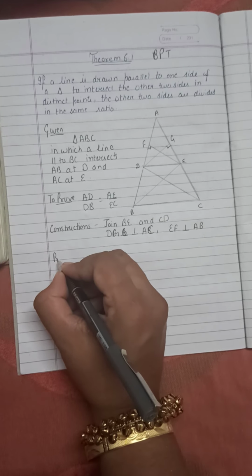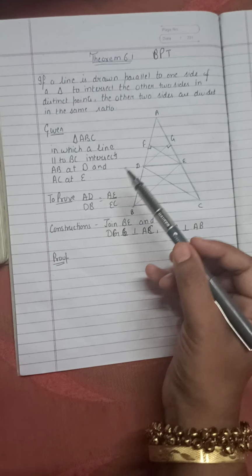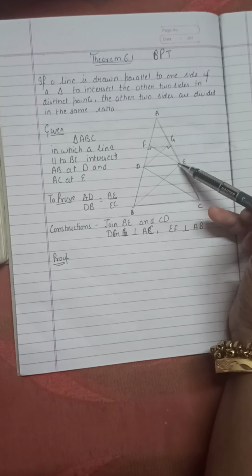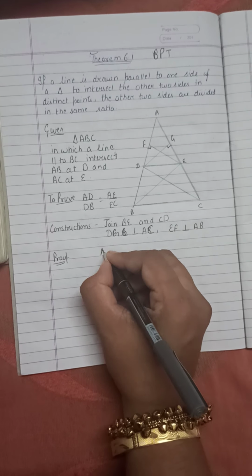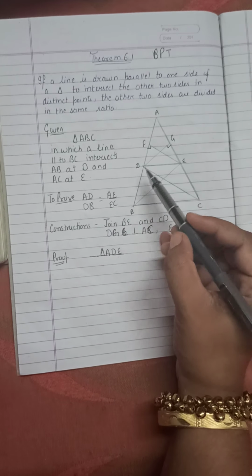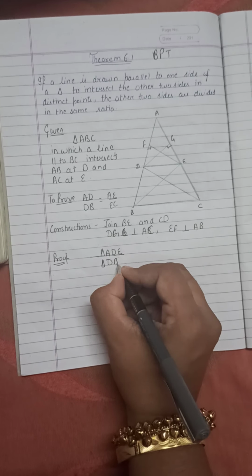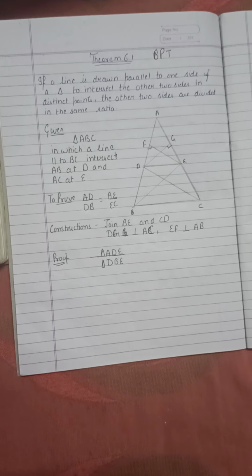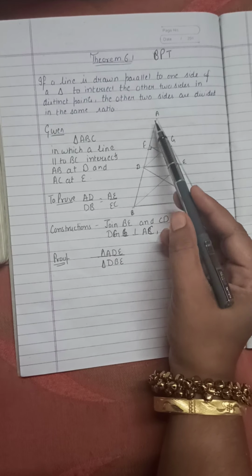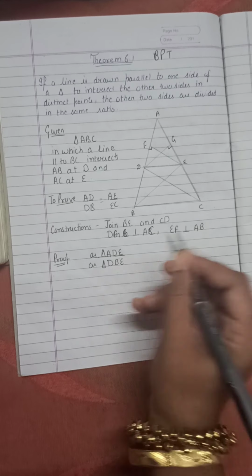So now I am going to prove it. So what will be the proof? Now you can see what I have to prove: AD and DB. AD comes in triangle ADE, so I am going to write triangle ADE here. And DB comes in triangle DBE. So here I will write triangle DBE. Now I am going to calculate the area of triangle ADE and the area of triangle DBE.